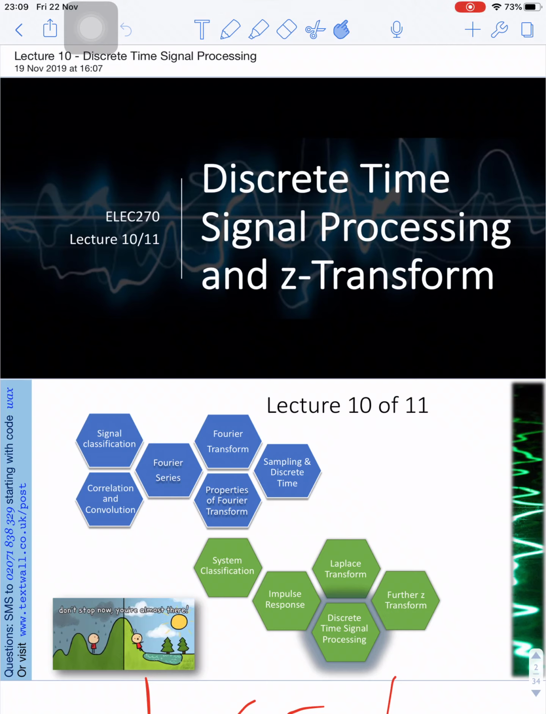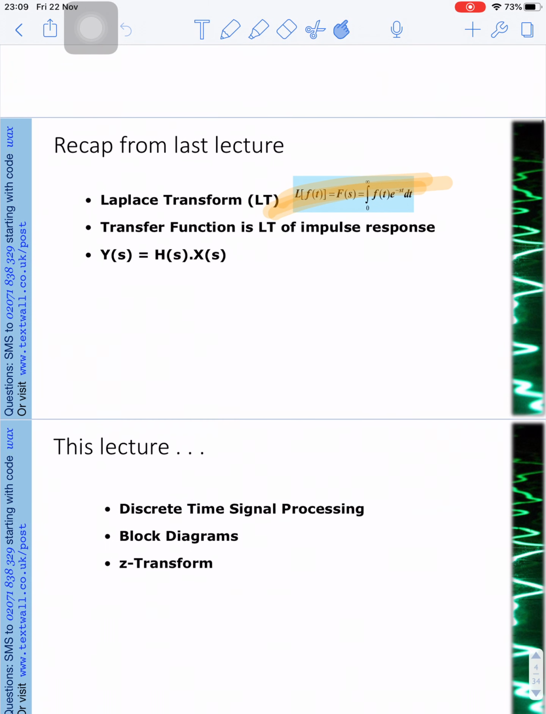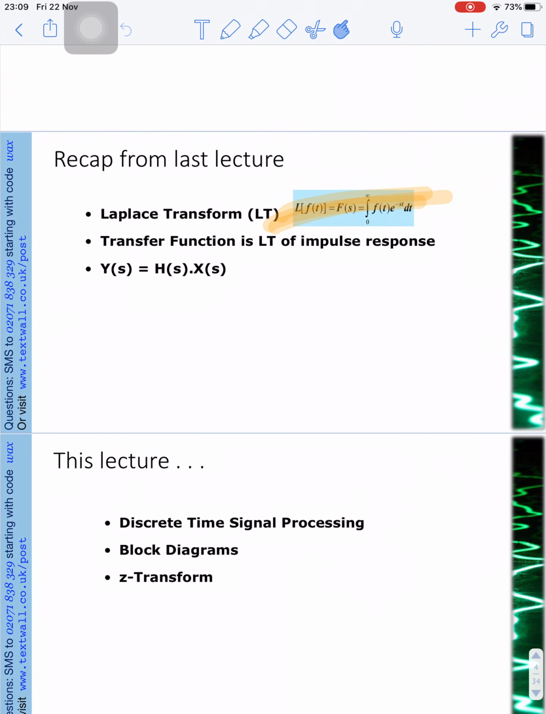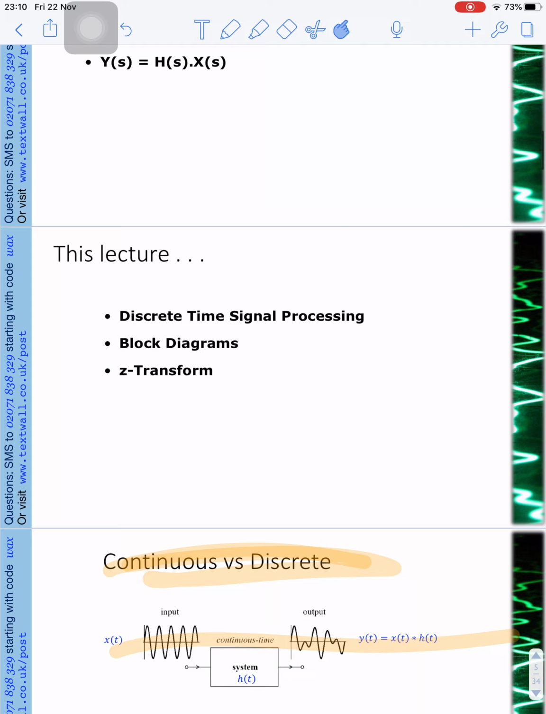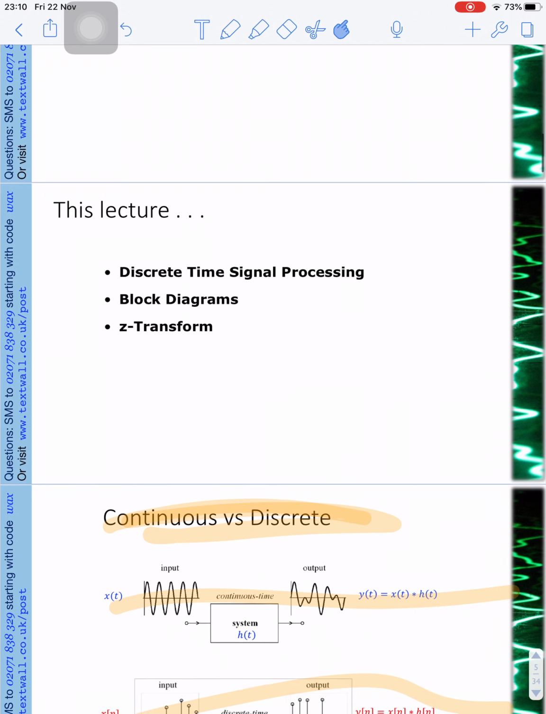So today we are going to talk about the discrete signal processing Z transform, which is lecture 10 out of the signal system 11 lectures. Recall from last lecture we know what the Laplace transform is, which is calculated with this formula, and we can calculate the transfer function, which is just the Laplace transform of the impulse response h(t), and we can just calculate Y(s), which is equal to H(s) times X(s).